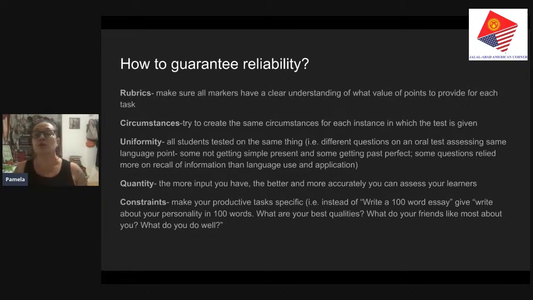So we want different questions on an oral test assessing the same language point. So we don't want some getting the simple present and some getting the past perfect and some getting the future perfect. We want everybody to have the same grammar points tested on, but different questions, so that they can't just ask another student when they're leaving class and then memorize something and then repeat it. So what did you do last weekend is a good question to have during an oral assessment. And what did you do last week is also a good one.